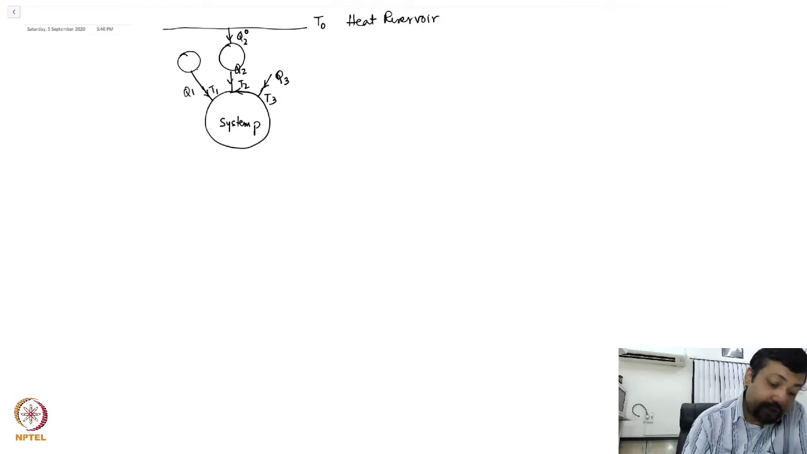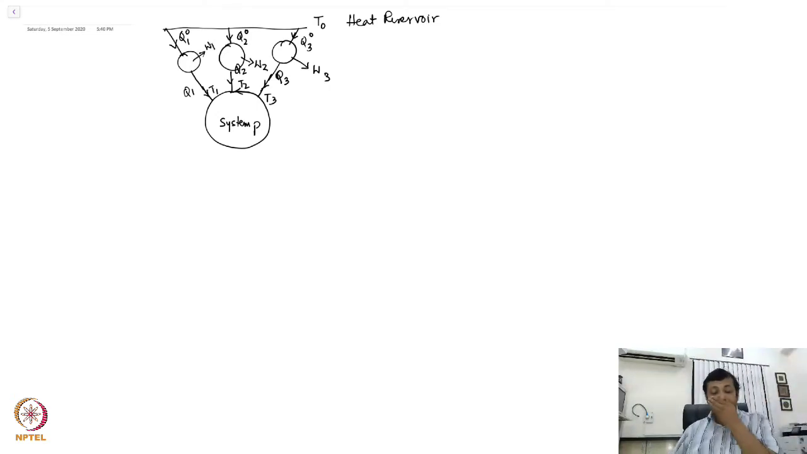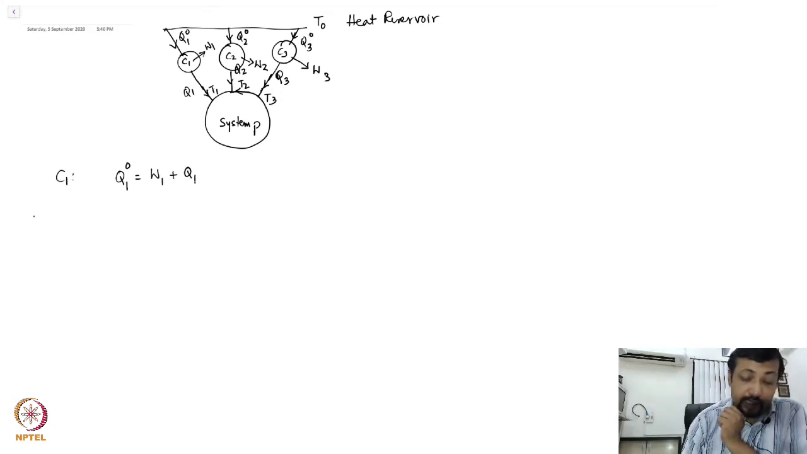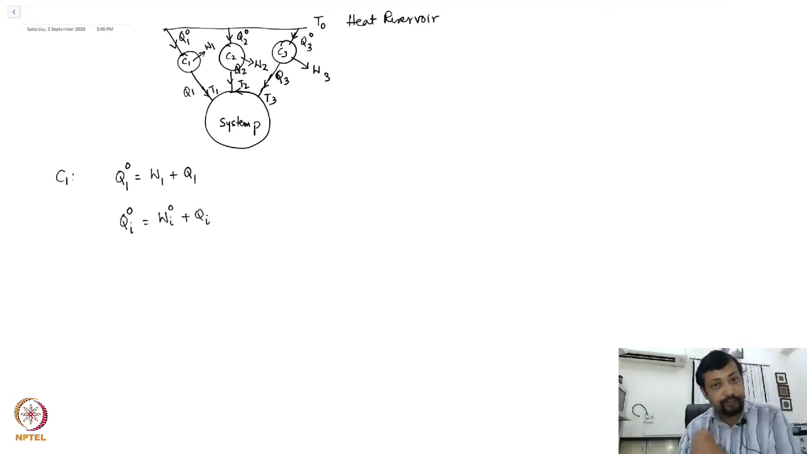So I operate a Carnot engine which extracts Q20 amount of heat. Here I operate a Carnot engine which extracts Q10 amount of heat, and here one which extracts Q30 amount of heat, does some work, and so on and so forth. Correct? These are all my Carnot engines, and there is no loss of generality in writing it this way. Now I want to look at the energy conservation. It obviously means that Q10 is equal to W1 plus Q1 for the Carnot engine C1, and similarly for the Carnot engine C2. So the general relation would be Qi0 is Wi0 plus Qi.